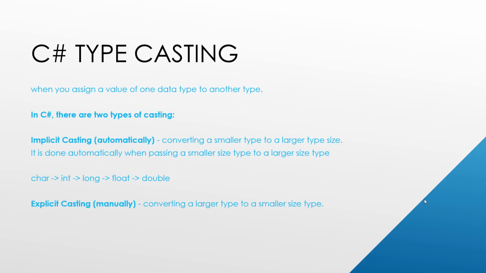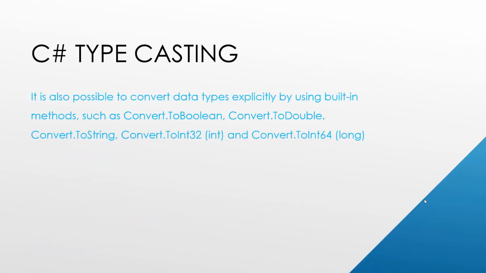What is explicit casting? It means we have to do it manually, converting a larger type to a smaller type. It must be done manually by placing the type in parentheses in front of the value. Like if you want to convert double to float, then we have to write float inside the parentheses, then only it will convert, otherwise it will give an error. It is also possible to convert data types explicitly by using built-in methods such as the Convert.ToBoolean method. We already have this method, we can use it, right? Because it is built-in, we have this kind of method and we can make use of it to convert any type.